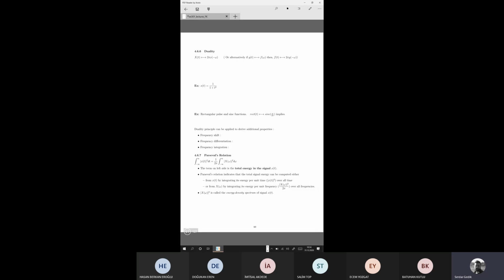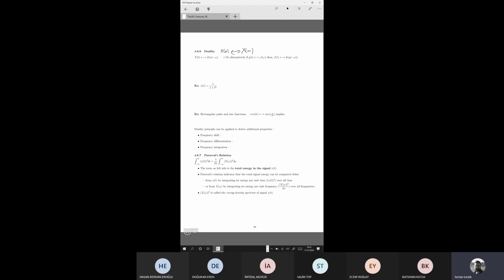The next property is the duality property. This duality property tells me that if I have the Fourier transform pair x of t and x of omega, and I switch t and omega, let's say, indices, I can find the Fourier transform of x of t as 2 pi x of minus omega. Well, this is actually an interesting property, and its proof again requires some calculus.